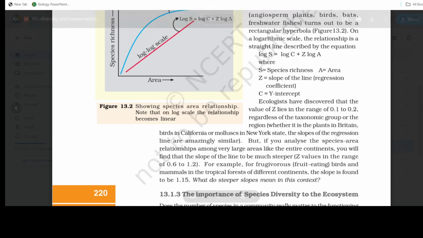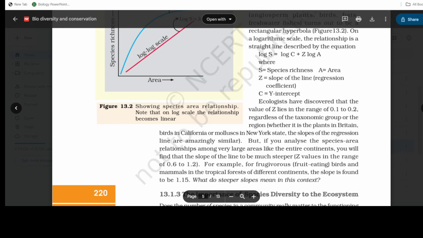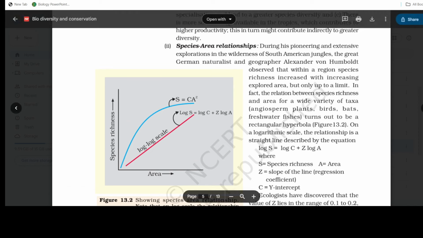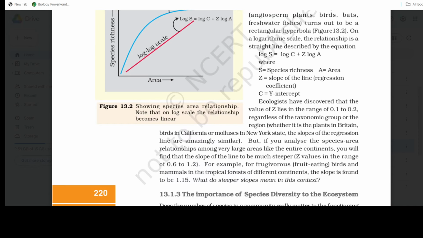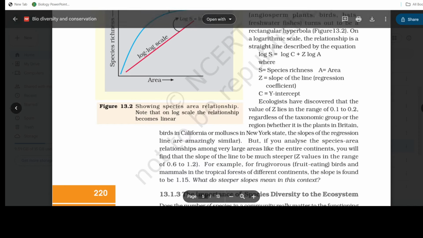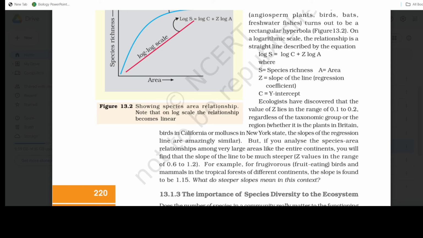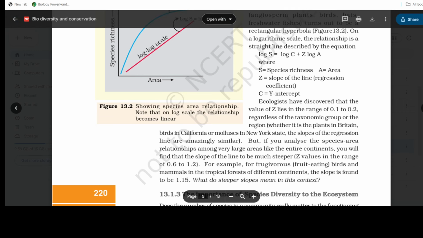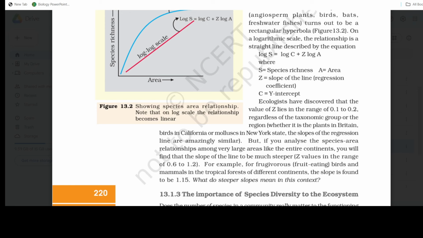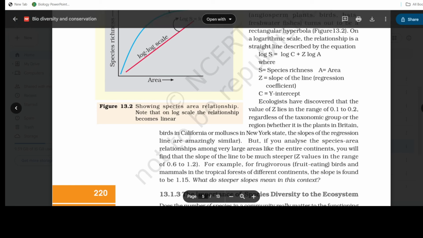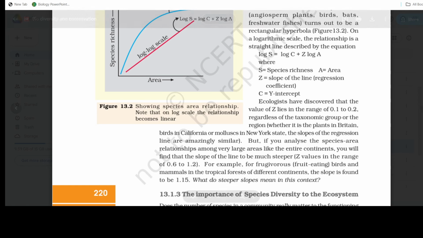It may help you. Ecologists have discovered that the value of z, that is the slope of the line, mostly lies in the range of 0.1 to 0.2 for any taxonomic group in a particular region. That is, if it is plants in Britain, or birds in California, or mollusks in New York State, the slope of regression, z, will always be found to be in the range of 0.1 to 0.2. Now, here they are talking about a particular region, okay?